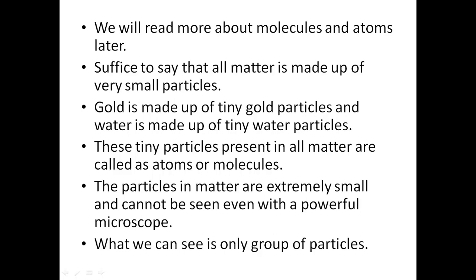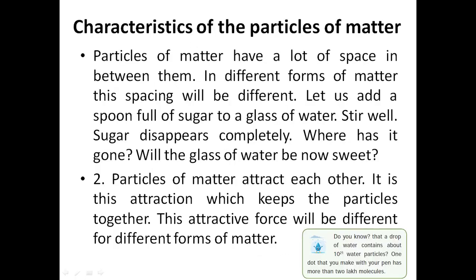The particles in matter are extremely small and cannot be seen even with a powerful microscope. What we can see is only a group of particles. Characteristics of particles of matter. Particles of matter have a lot of space in between them. In different forms of matter, this spacing will be different.